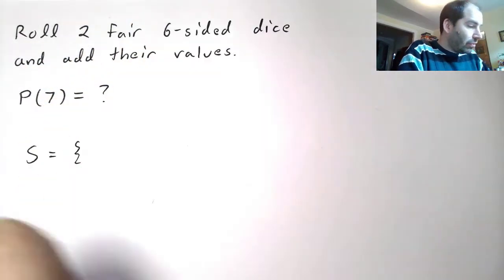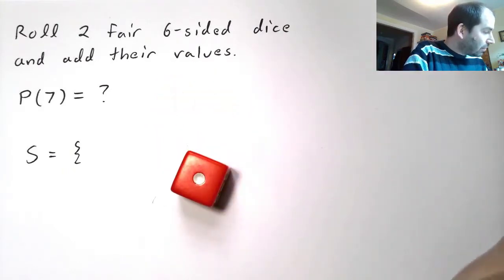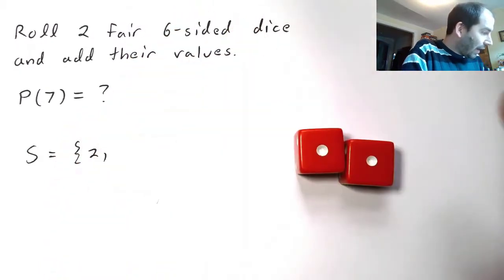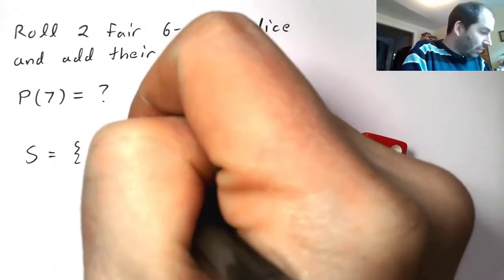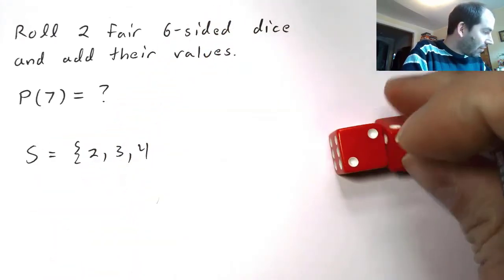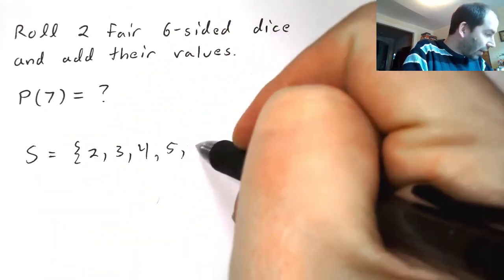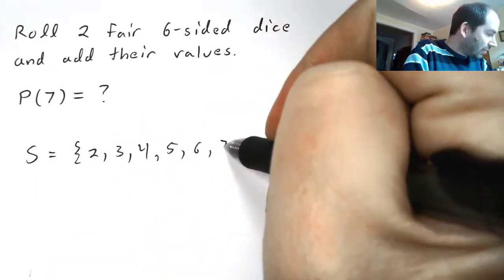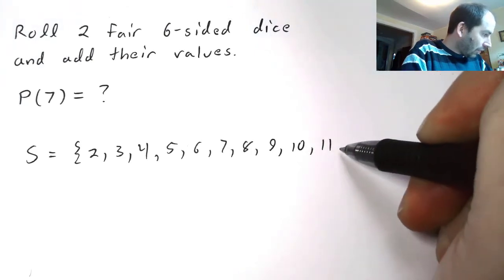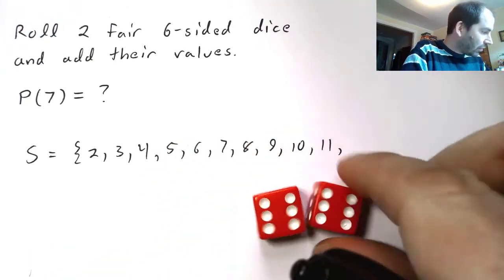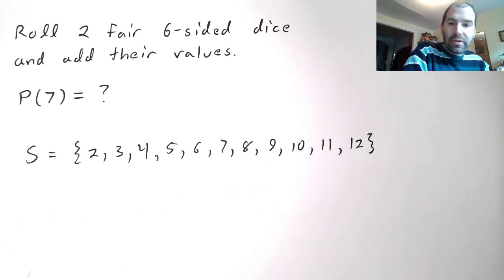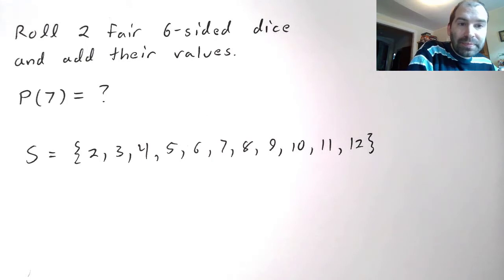Well, when I roll two six-sided dice, the smallest number I can get is a 2. I can roll two 1s. I could get a 3 by rolling a 1 and a 2. I could get a 4 by rolling two 2s. I could get a 5 by rolling a 2 and a 3, etc. I can roll all kinds of numbers here. And the largest number I can get is a 12, because I can roll a 6 and a 6. So these are all possible outcomes.